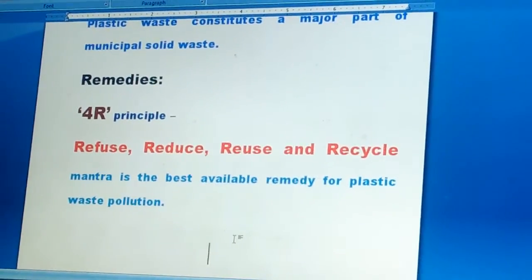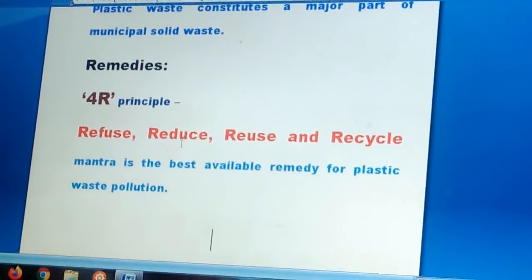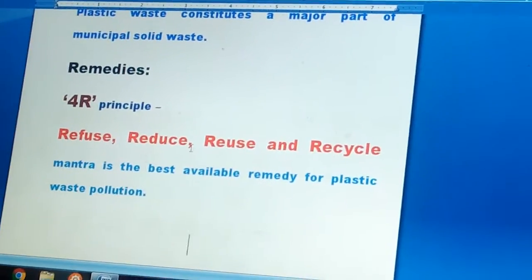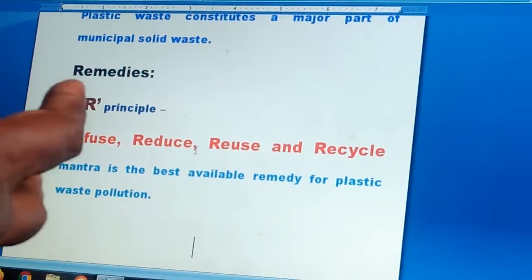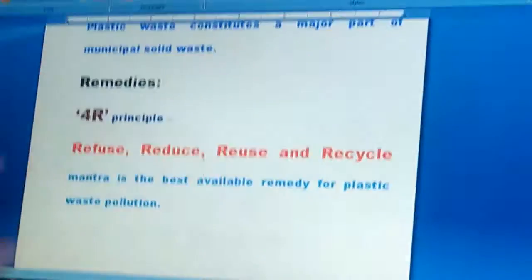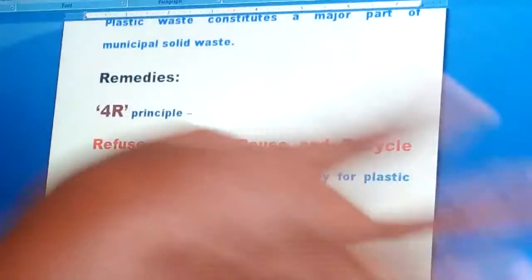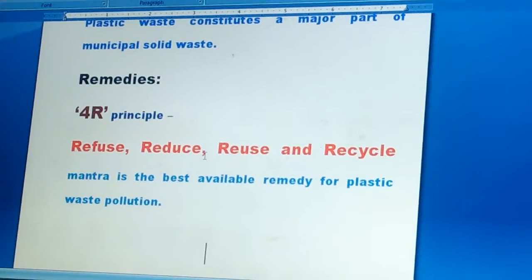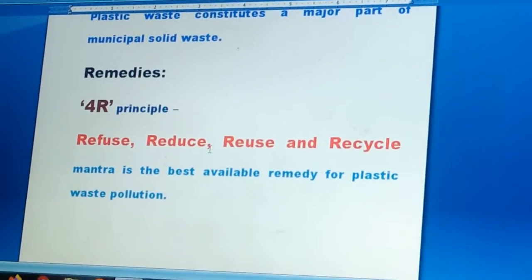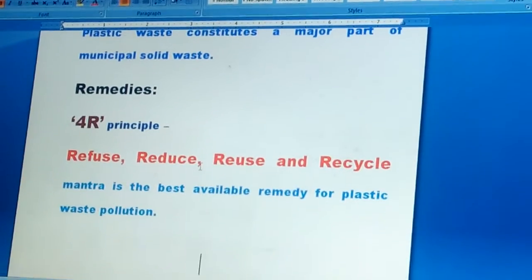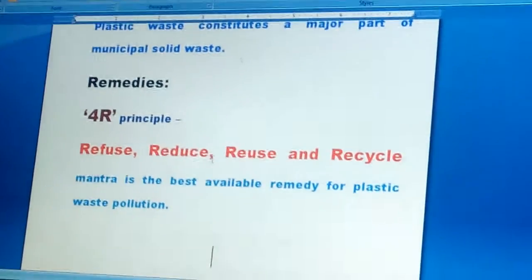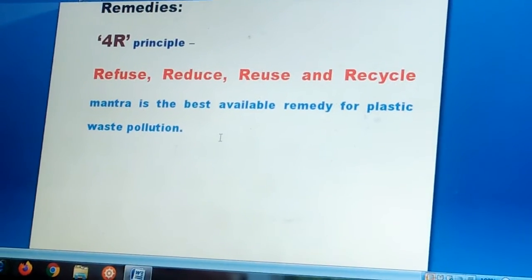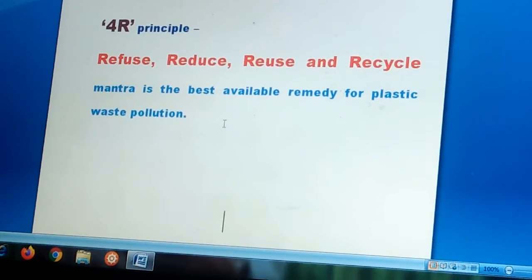Preventing the usage, reducing the usage, then reuse. For example, some plastic containers you get, you store something in a plastic container. After using it up, it will be empty. Don't dispose of it as it is on the land. We can reuse it, for example for filling some acid like that. Then recycle. Instead of disposing of it, we can recycle, melt and remold. That's the recycling process we can follow. So by using the 4R principle, we can rectify this pollution caused by plastics.